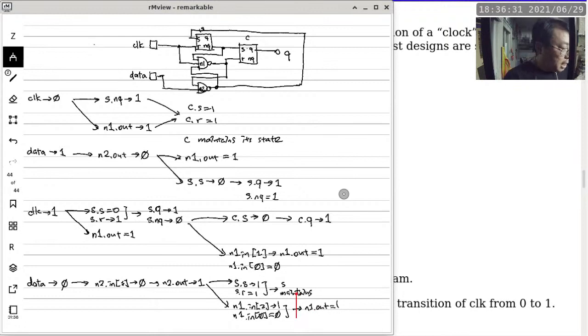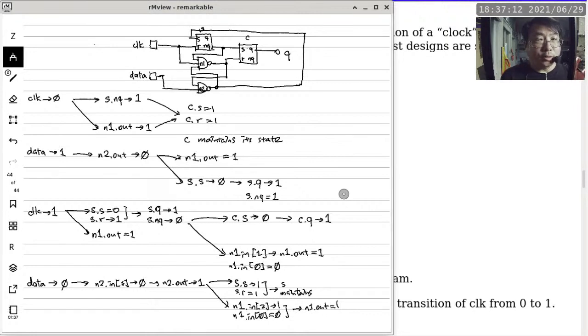So because at this point we have the SR latch maintaining its current state, there's no further changes, and we also know that N1.out is maintaining its output of 1 and no further changes. So as far as the propagation of changes is concerned, we have already hit a dead end. The data pin going from 1 to 0 is not changing the SR latch at all. So once we have gone through the transition of the clock going from 0 to 1, we can change the data pin and it's not going to do a single thing.